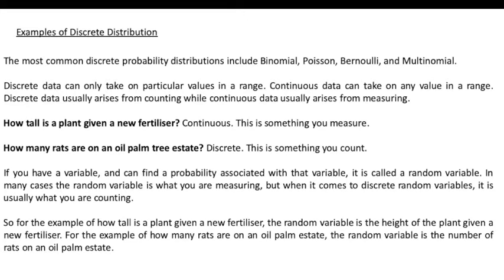Discrete data can only take particular values in a range. Okay, continuous data can take any value in a range. Discrete data usually arises from counting, while continuous data usually arises from measuring. Okay, one is counting, the other one is measuring. You've got to note that. I've given you two examples here. How tall is a plant given a new fertilizer? Okay, how tall is a plant given a new fertilizer?